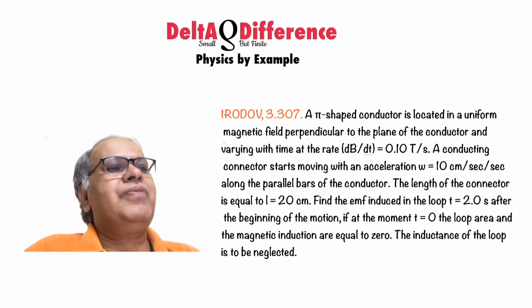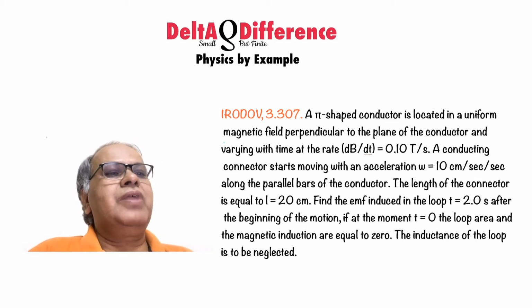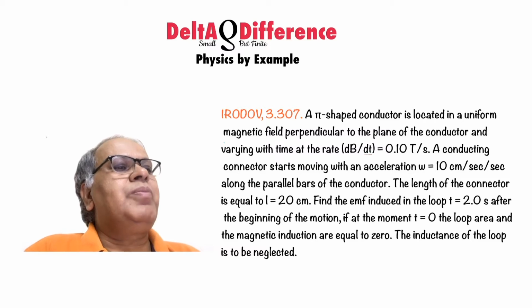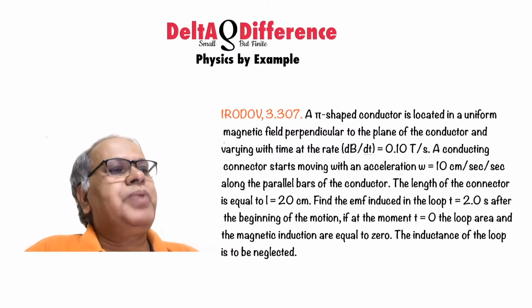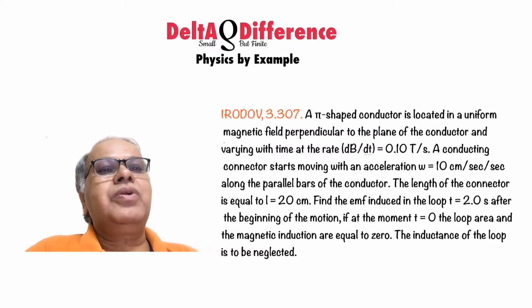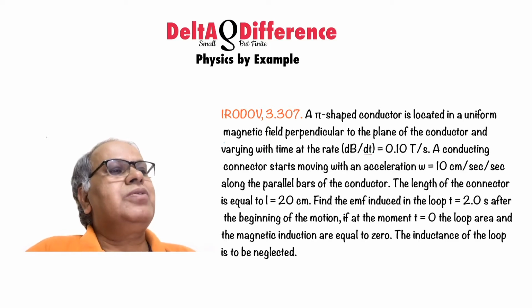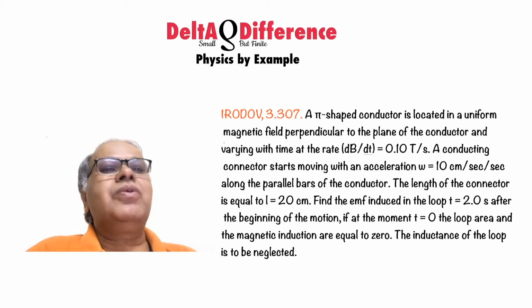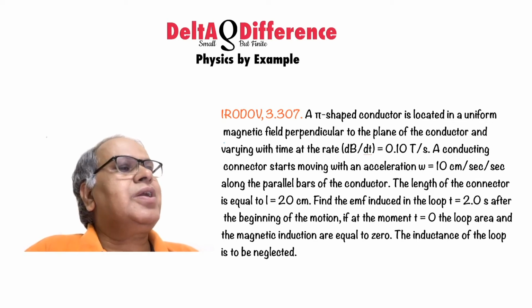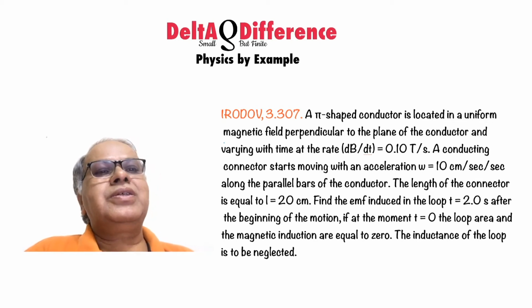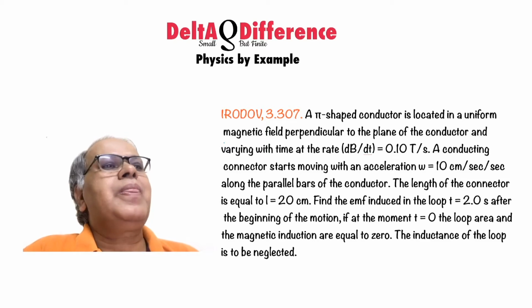Find the EMF induced, find the electromotive force induced in the loop t equals 2 seconds after the beginning of the motion, if at the moment t equals 0, the loop area and the magnetic induction are equal to 0. Just remember this, at t equals 0, that is in the beginning, the loop area and the magnetic induction are equal to 0. The inductance of the loop is to be neglected. That is, the self-inductance of the loop has to be neglected.